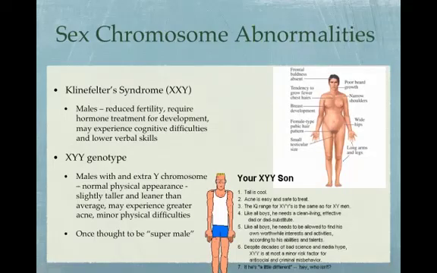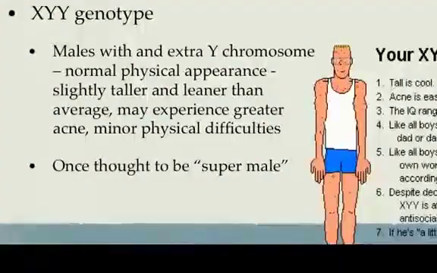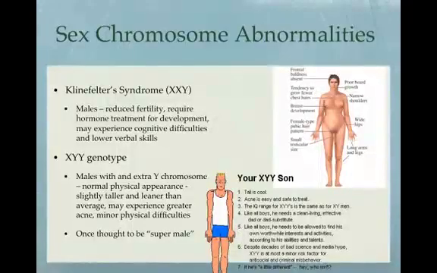Another chromosomal abnormality is the XYY genotype, and this has been referred to in the past as the supermale. So males with the XYY genotype have an extra Y chromosome. And what that results in is an individual who's taller than average, leaner than average, may experience lots of acne, and may have minor physical difficulties as well.